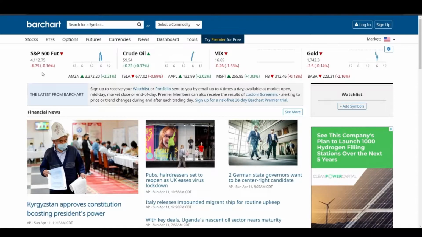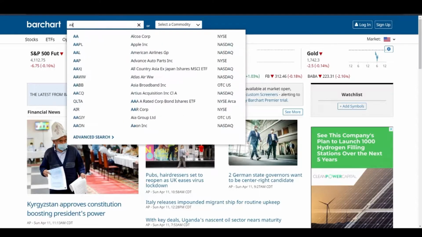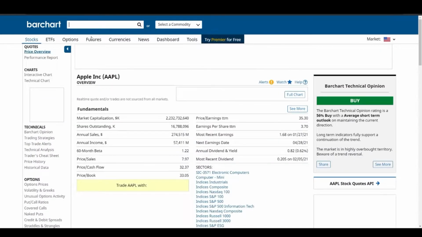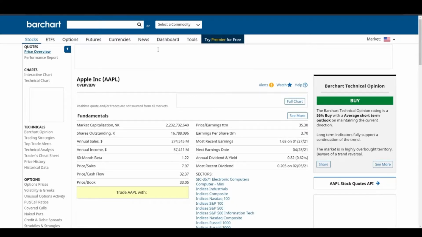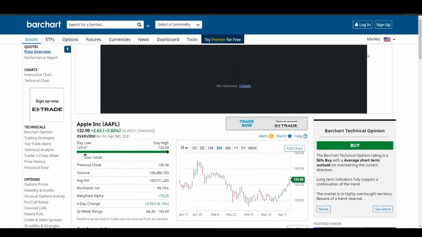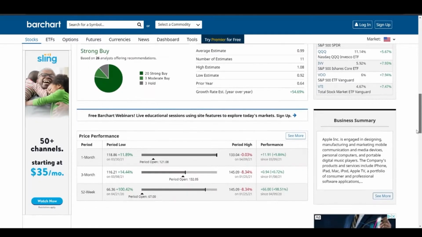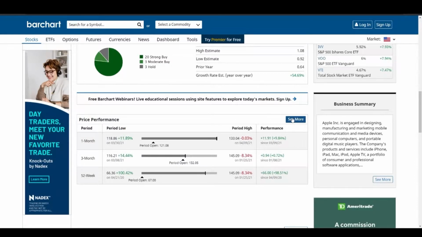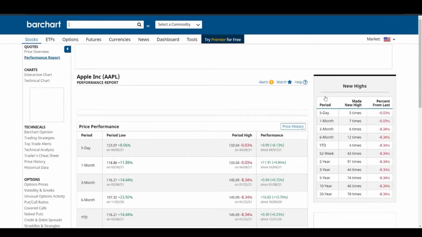Alright, so here we are using a website called Barchart, which he definitely recommends. We're going to use Apple since that's the chart that we looked at before on TradingView. So you just type in the ticker symbol up here, and when it opens up, you scroll down until you see price performance, which you see right here. You're going to go ahead and open that up so you can see more of it.